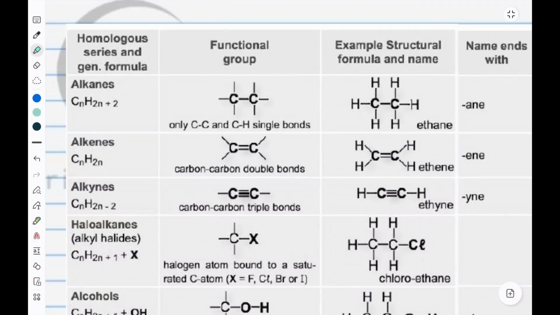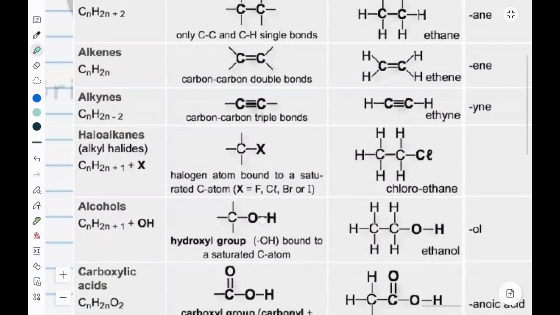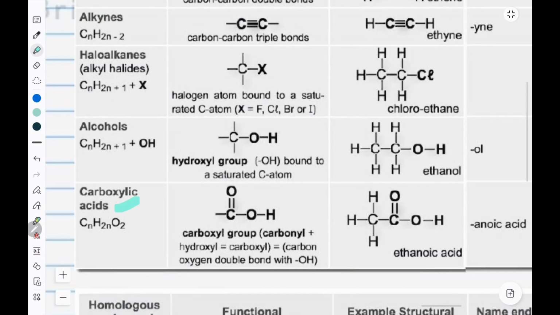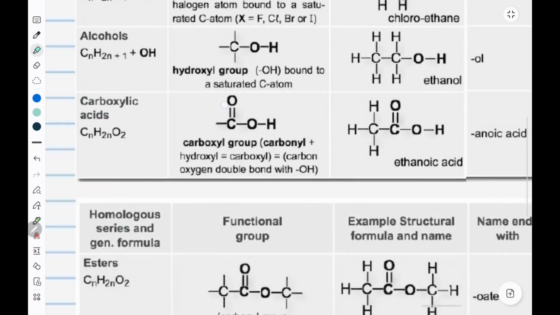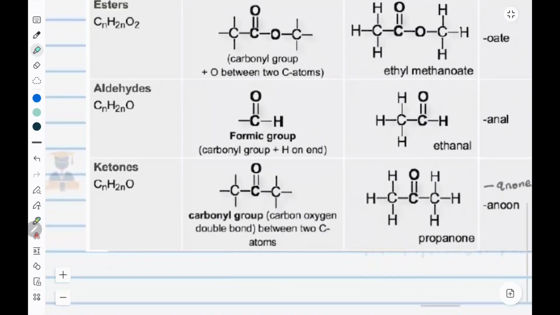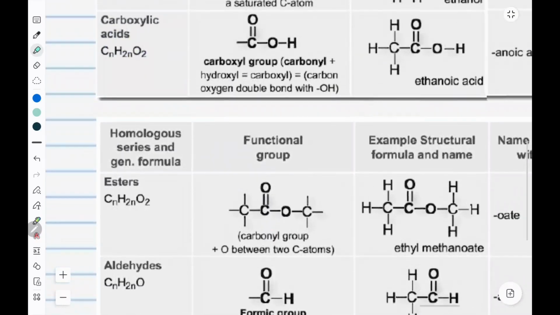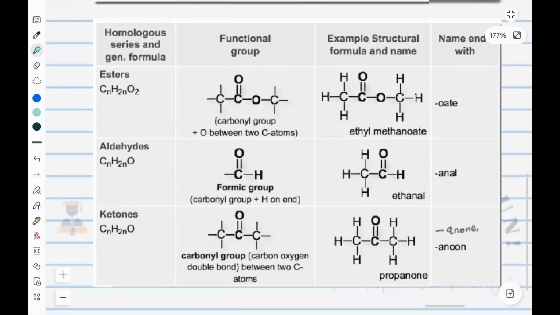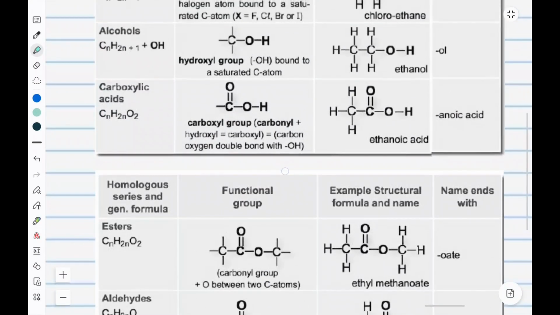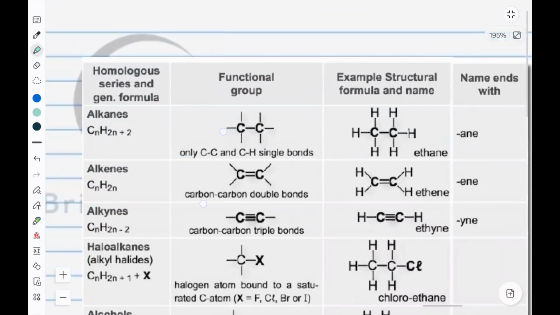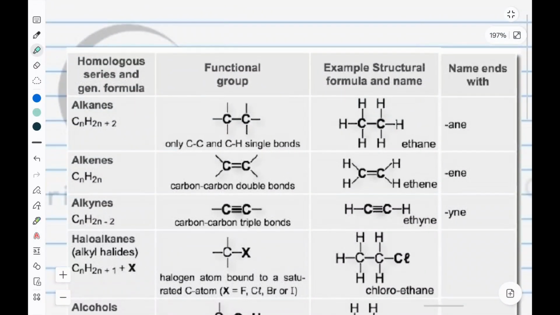Starting with alkanes. Alkanes are one group of organic compounds. And then we have alkenes, we have alkynes. We have about 9 groups: haloalkanes, alcohols, carboxylic acids, we have esters, we have aldehydes, and then we have ketones, right? Those are all the groups that we will be dealing with in organic chemistry, and those are all the groups of organic compounds we will be learning how to name, right? So let's start with alkanes.